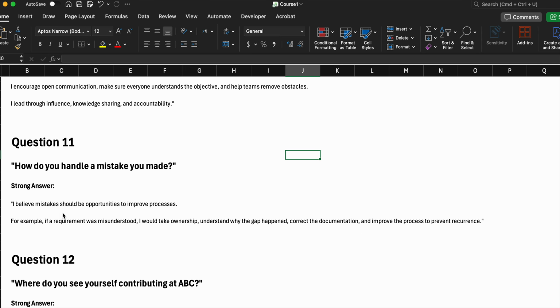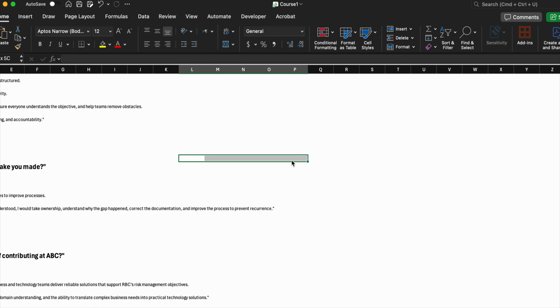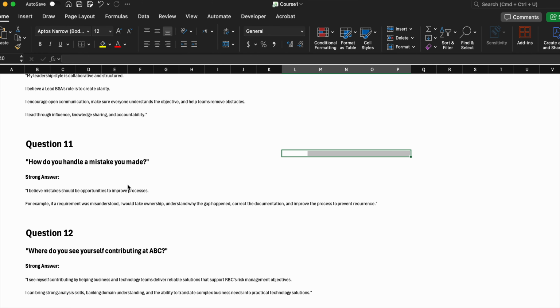I believe mistakes should be opportunities to improve. So for example, if I misunderstood, I would take ownership, understand how the gap happened, and correct the documentation. So if anything happens, don't hide it, just understand. That's why I'm saying don't assume everything. So my advice to you, don't assume, write it down, and then visualize, put it on a diagram, because most of the time mistakes happen because you understand something differently and you didn't communicate with the stakeholder.